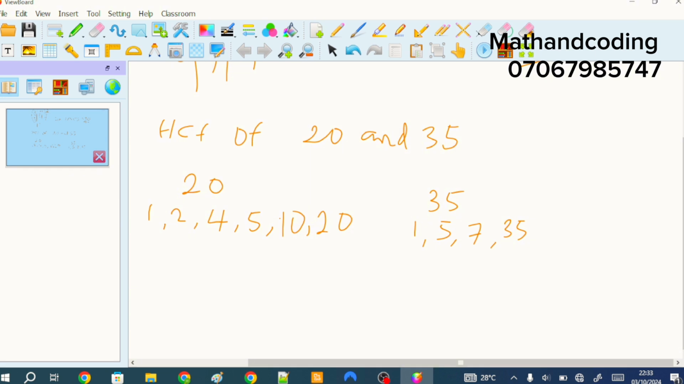Now look at these two sets of factors, the factors for 20 and the factors for 35. Do we have any factor in 20 that we can also see in 35? Yes, we have 1 because 1 is a factor of every number, and then we have 5. So the common factors are 1 and 5. Which of them is biggest? We'll give the highest common factor, the biggest common factor. Between 1 and 5, 5 is the biggest. So HCF of 20 and 35 is equal to 5.